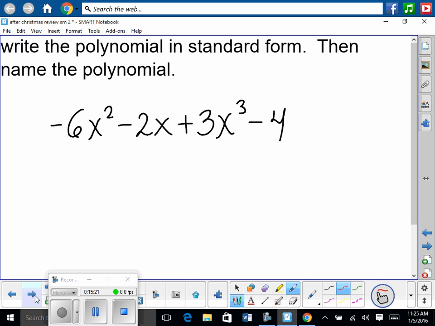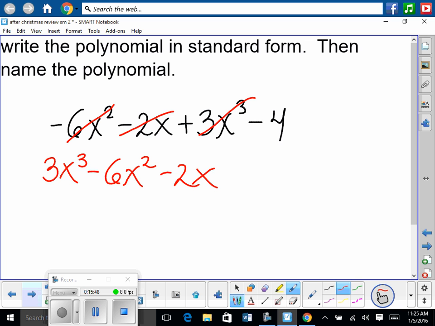A couple more. Write the polynomial in standard form, then name the polynomial. Standard form means highest degree to lowest degree. Everybody staying with me? I can't hand you the worksheet if you can't pull yourself back to me. So what's my highest degree? 3x cubed, no other cubes. And then we have negative 6x squared, and then minus 2x, and then minus 4. I'm writing it in standard form, highest degree to lowest degree, not making any sign changes. Is it in standard form, all like terms combined? Yes, now I can name it.